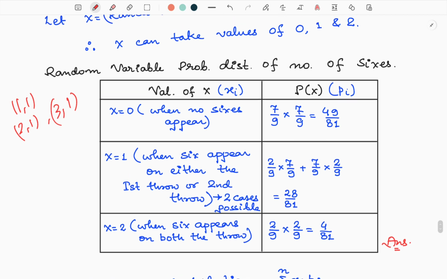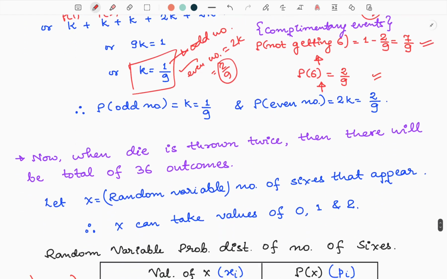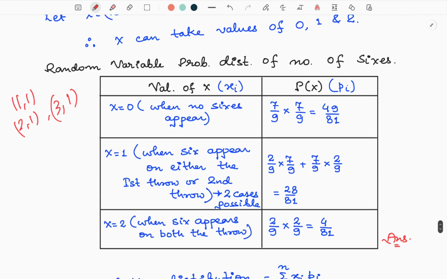I have already calculated here that when 6 is not coming, the probability is 7 by 9, and when 6 is coming, the probability is 2 by 9. Here 6 is not coming on both throws. That means 7 by 9, 7 by 9.